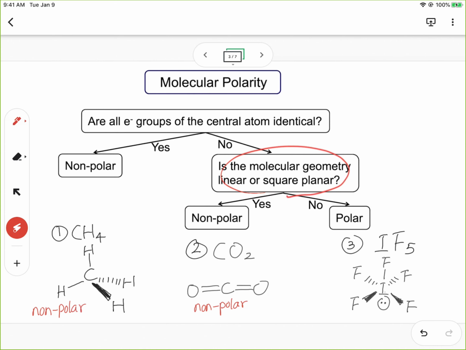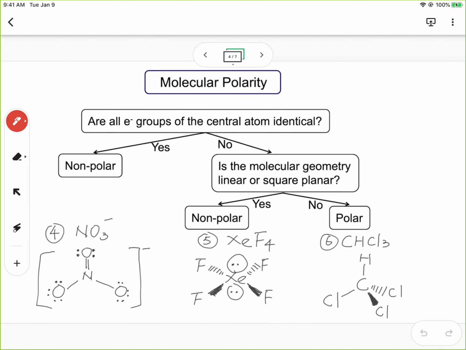Let's ask ourselves the second question. Is the molecular geometry linear or square planar? Well, if you use VSEPR theory, you will figure out the molecular geometry of this molecule is square pyramidal. Okay, square pyramidal geometry. So the answer for this question for this molecule is no. So this is going to be a polar molecule. Okay, so this is how we use this chart to help us figure out whether a molecule is polar or nonpolar. Let's see more examples.